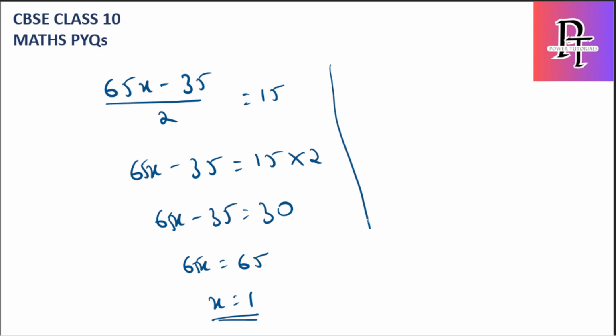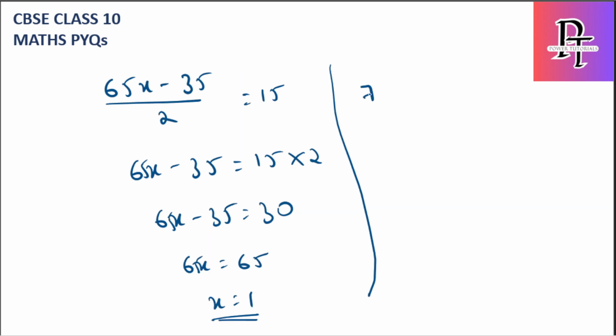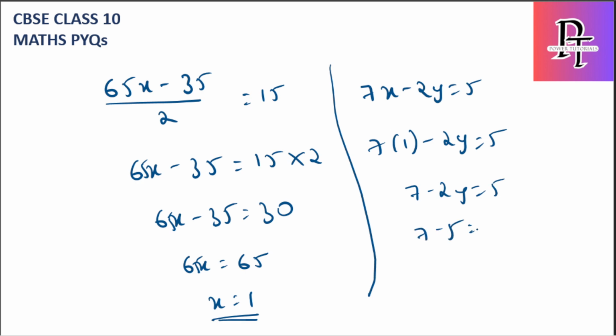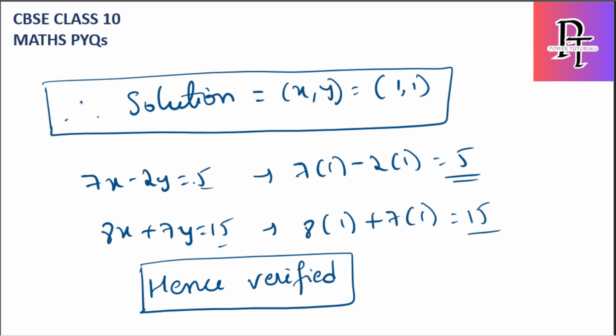So now we got the x value. Substitute in either equation. I will substitute in the first equation, which is 7x minus 2y equal to 5. So it is 7 into 1 minus 2y is equal to 5. 7 minus 2y is equal to 5. 7 minus 5 is equal to 2y. So y is equal to 2 by 2, which is 1. So we got the same solution again using this method, which is x comma y is equal to 1 comma 1. The verification I already told in the first method, so I am not going to explain it here. Verification is easy. Just substitute the x comma y values in the equations and mention hence verified, because 7 minus 2 is 5 and 8 plus 7 is 15.